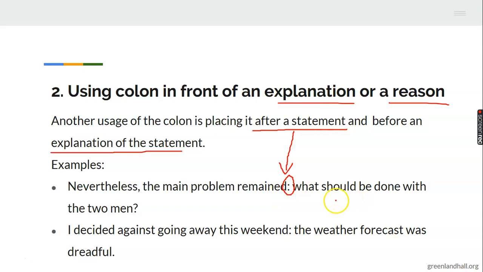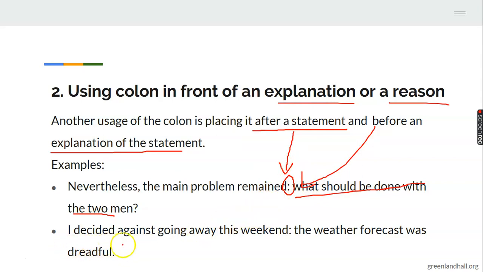Now, you said before an explanation of the statement. So it's coming here before the explanation. This is the explanation of the statement: What should be done with the 2 men? And so our colon comes before it. Okay, I hope you got that.